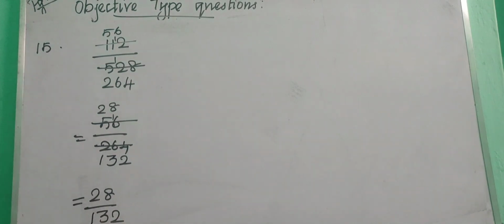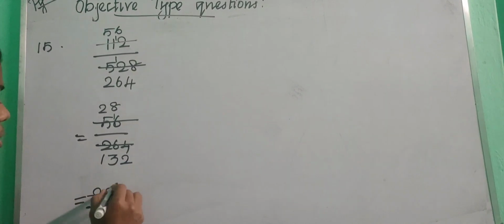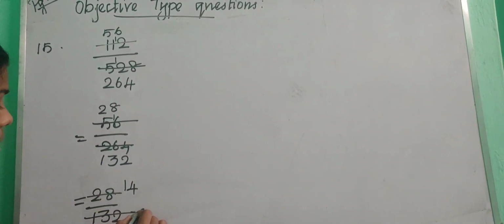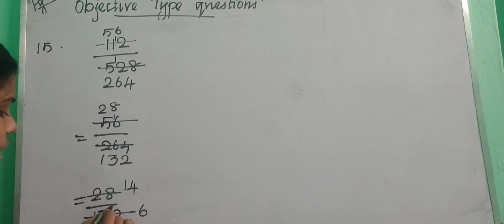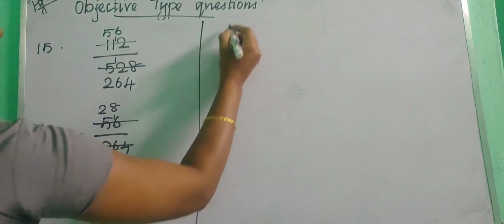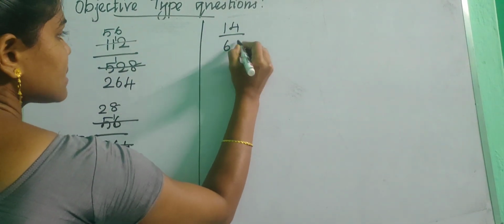Again we can simplify by using 2 tables. So 1 2 is 2, 4 2s are 8. Okay, and again here 6 2s are 12. So remaining 1. So 6 2s are 12 again. So what we are having? 14 upon 66. Okay, 14 upon 66.